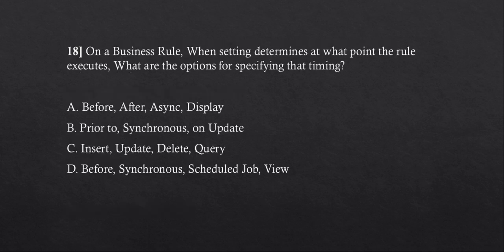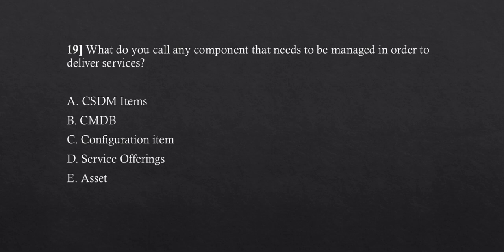Next question. 18. On a business rule, the setting that determines at what point the rule executes: what are the options for specifying that timing? A. Before, after, async, display. B. Prior to, synchronous, on update. C. Insert, update, delete, query. D. Before, synchronous, schedule job, view. Answer: A.